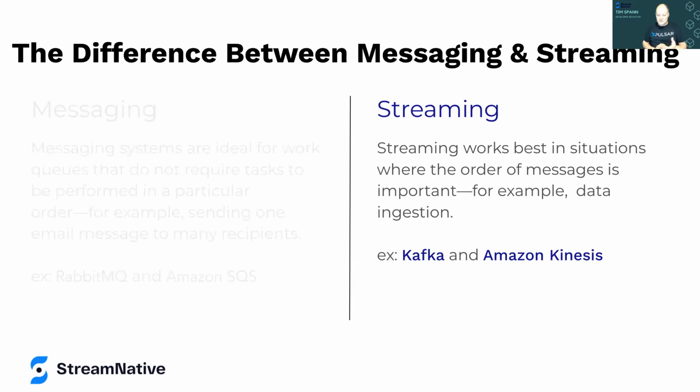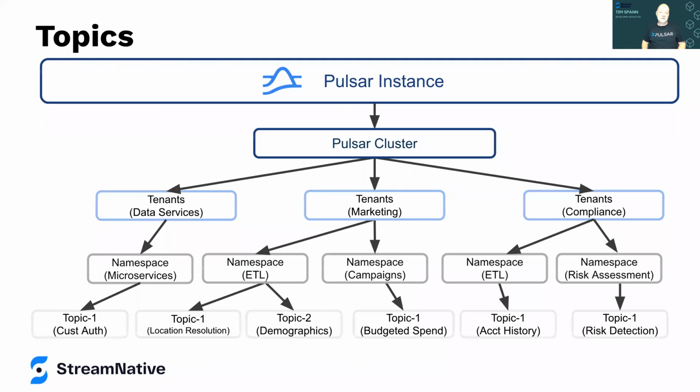The other way, which our friends in Kafka have, streaming. I need it in an order. I'm doing things like data ingestion. Maybe it's coming out of a log. Maybe it's coming out of CDC. I want things to happen in a certain order. It's a common use case. So Pulsar supports that as well.